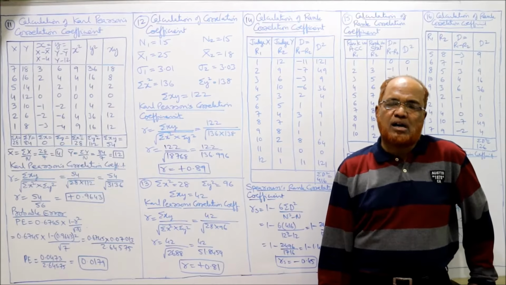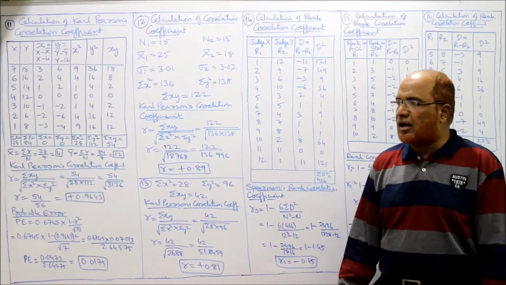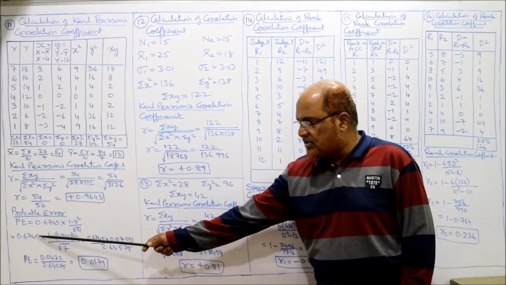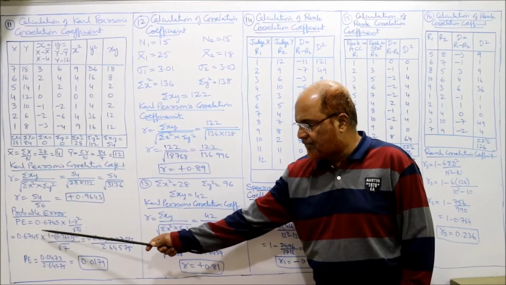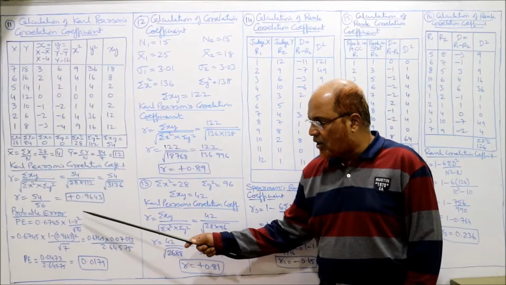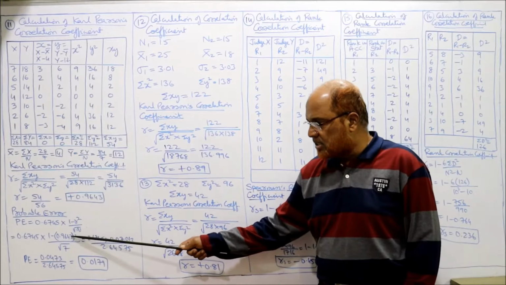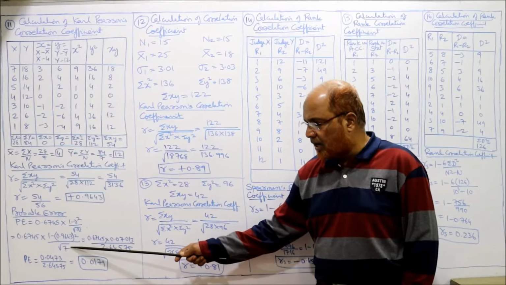0.6745 into 1 minus R square by under root n. This is the formula. Now substitute 0.6745. It is there in the formula itself. 1 minus R square. How much is the R value we got? 0.9643. So 0.9643 square divided by under root n.